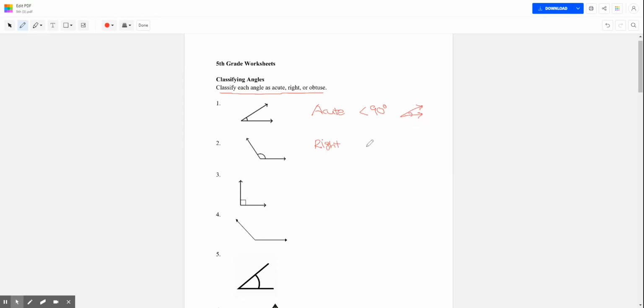Right angles are angles that measure exactly 90 degrees, and they mostly look like this, or all of them look like this. And obtuse angles are angles that measure more than 90 degrees. And they mostly look like this.